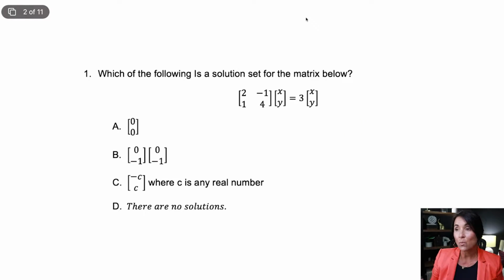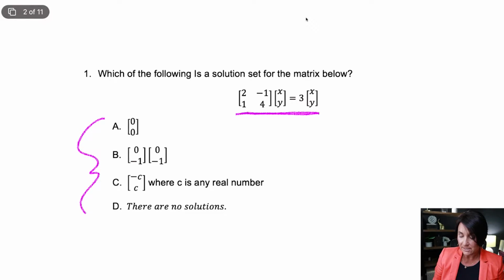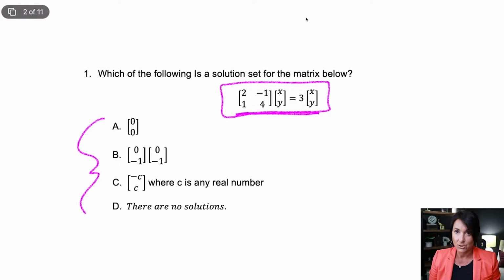Now let's look at number 1 here. Which of the following is a solution set for the matrix below? You can see I have some crazy answer choices here, and I have this matrix here that lines up to be a matrix that represents systems of equations, and we reviewed that in the previous video. So essentially, we're going to turn this into a system of equations, okay?